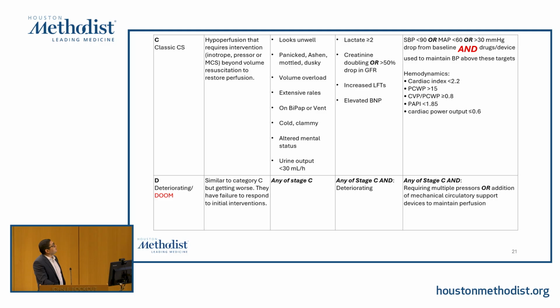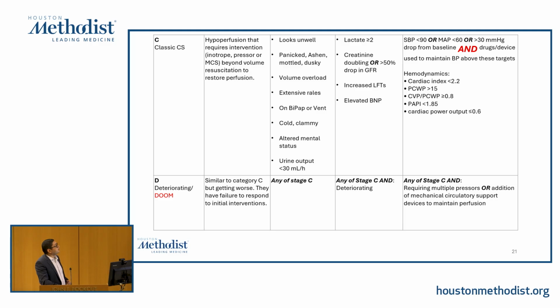Now, moving on to D, which is deteriorating. These are the same patients who are in C, but probably you start them on pressors or inotropes, and they're still deteriorating on you. Their lactate is still rising. The multi-organ dysfunction hasn't improved. These are the patients who are probably going to go on a device soon.